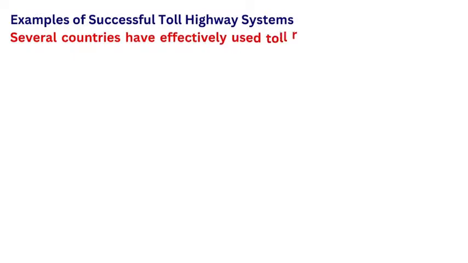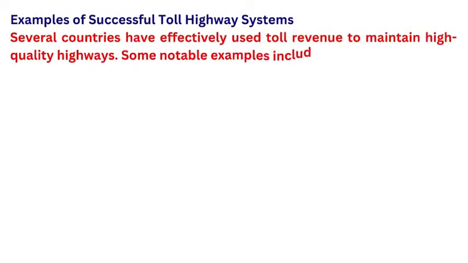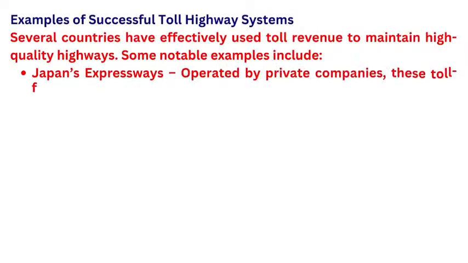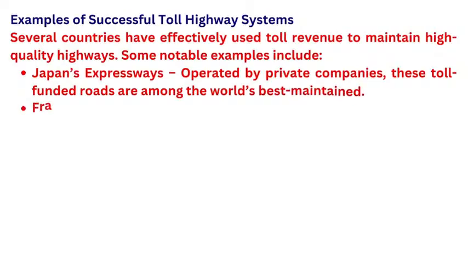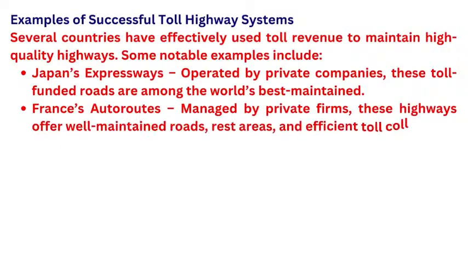Examples of successful toll highway systems. Several countries have effectively used toll revenue to maintain high-quality highways. Some notable examples include Japan's expressways, operated by private companies. These toll-funded roads are among the world's best maintained. France's autoroutes, managed by private firms. These highways offer well-maintained roads, rest areas, and efficient toll collection.